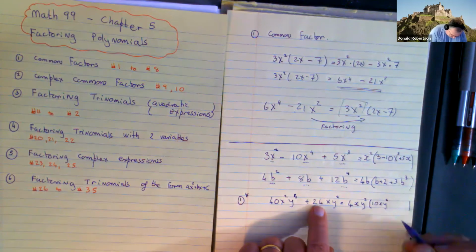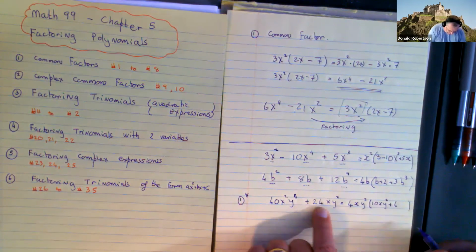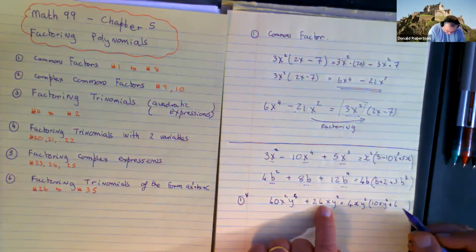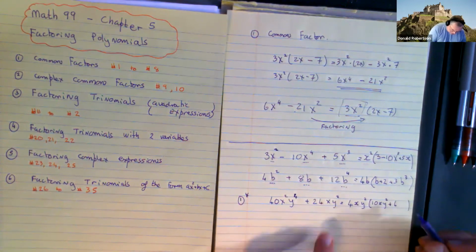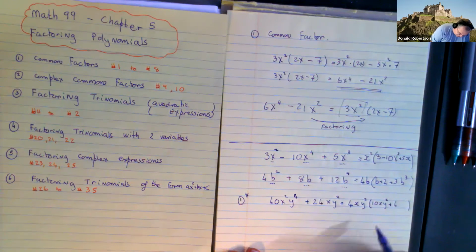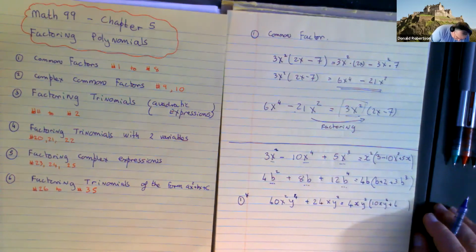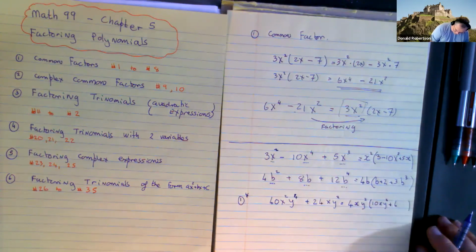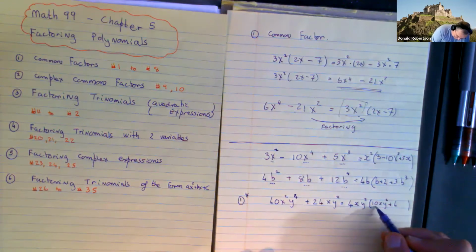Now 4 goes into 24, gets you 6. The x is used up, so you don't write anything, and the y squared is used up. So essentially you're leaving 1 behind, but 6 times 1 is 6. And I'm having a quick look at that, and I've noticed, which will happen, that I can do a little bit better.